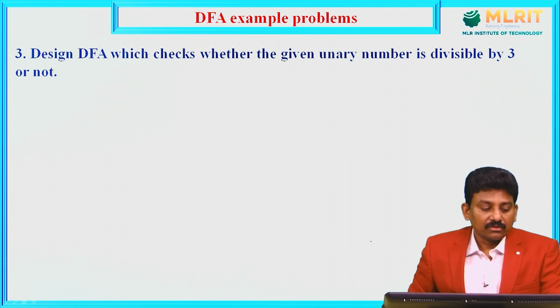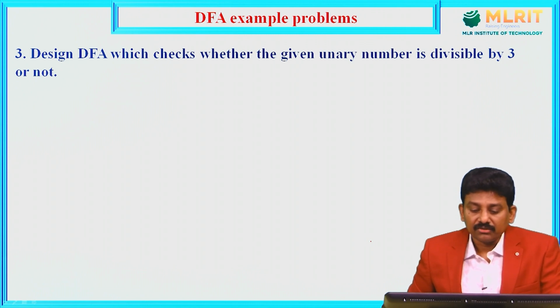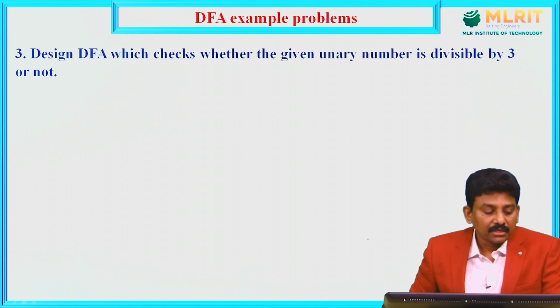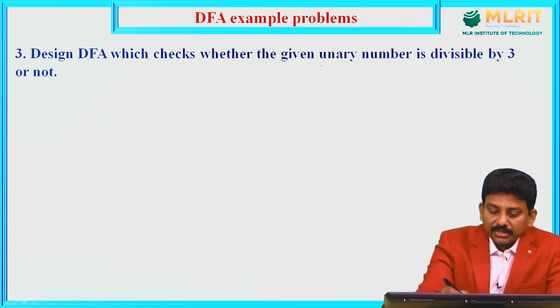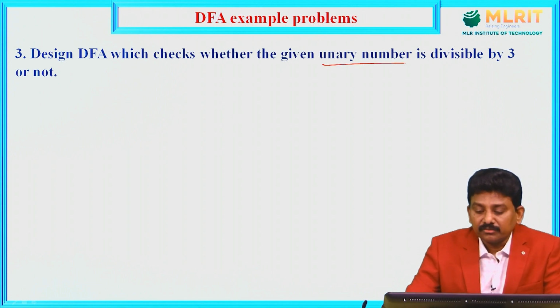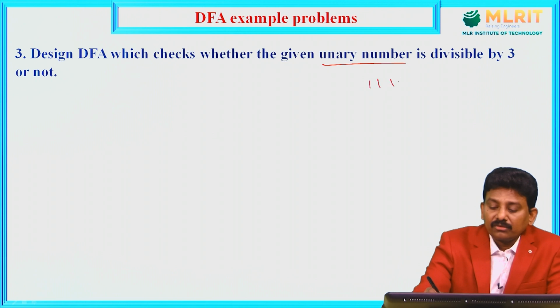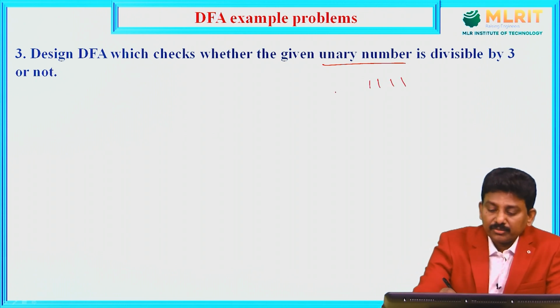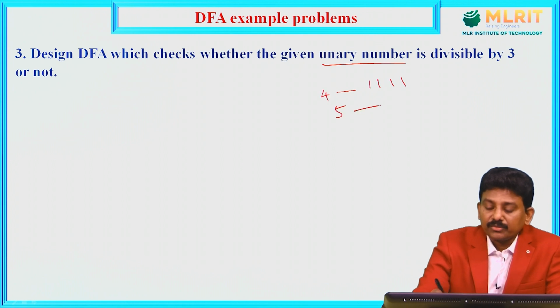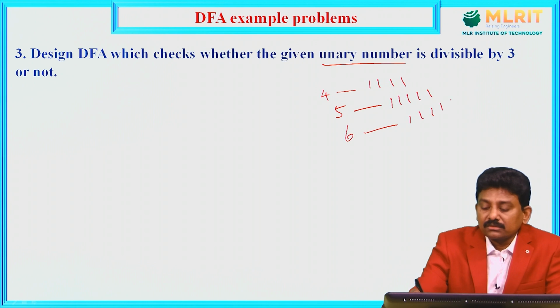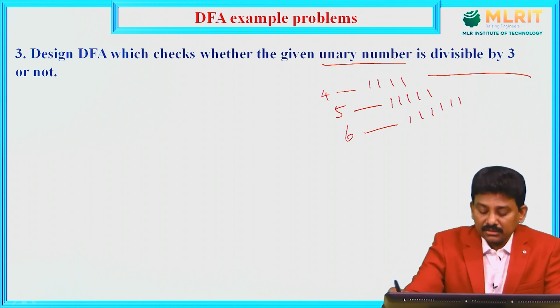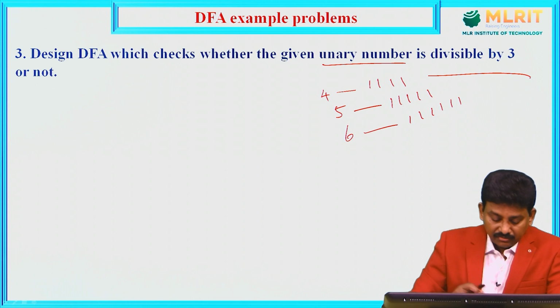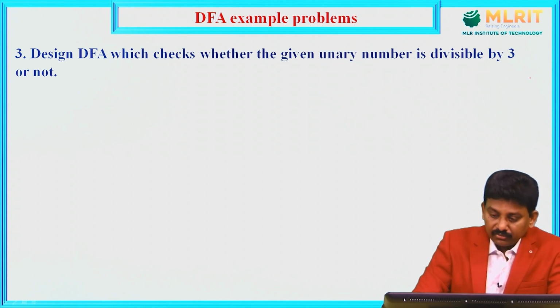Next, design a DFA which checks whether the given unary number is divisible by 3 or not. A unary number is a number with only one symbol, like 1, 1, 1, 1. So 4 is represented with 4 ones, 5 is represented with 5 ones, 6 is represented with 6 ones. Here we need to find unary numbers that are multiples of 3, divisible by 3.